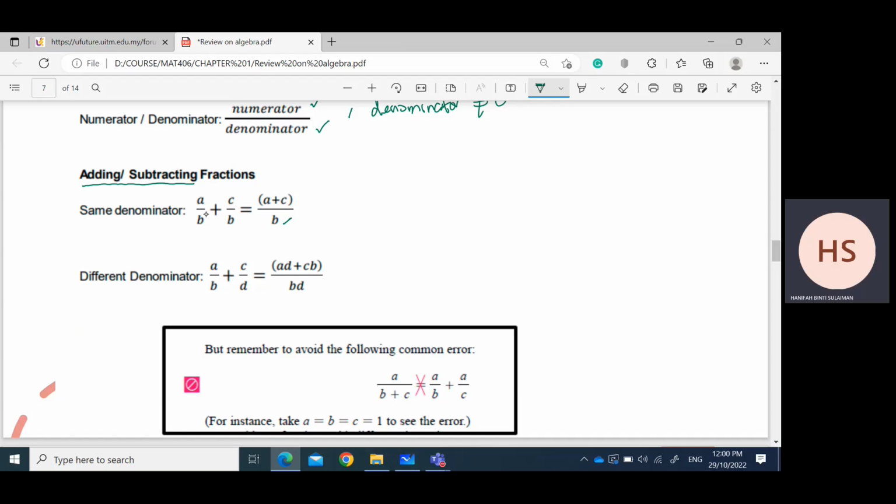mestilah sama. Okay, for example, we have A over B plus C over D, that it is equivalent with A plus C over B. Okay, so let's say we have a different denominator, like this one, which is A over B plus C over D. We need to make the denominators equivalent. So how to do it? We need to multiply one side with D over D, and the other side we need to multiply by B over B.